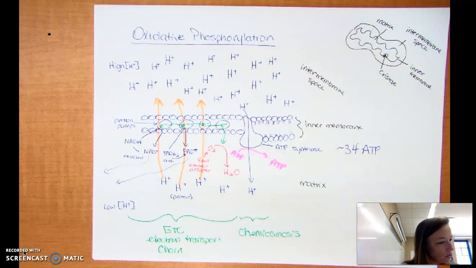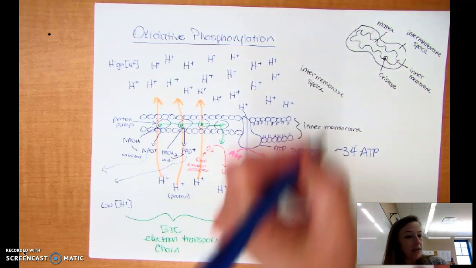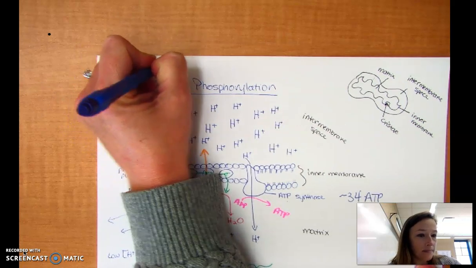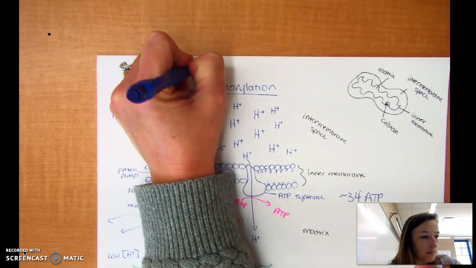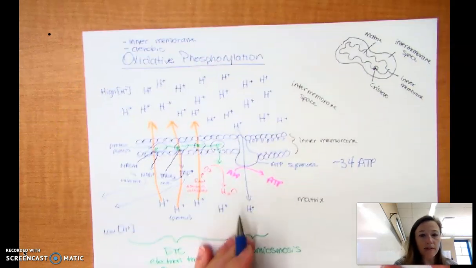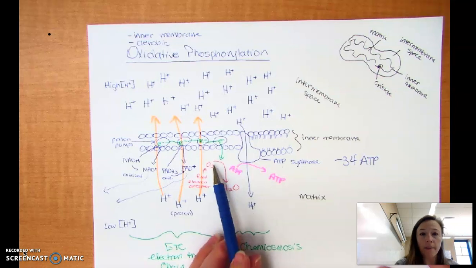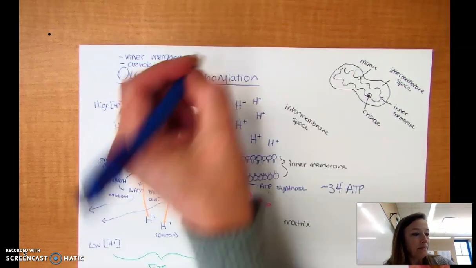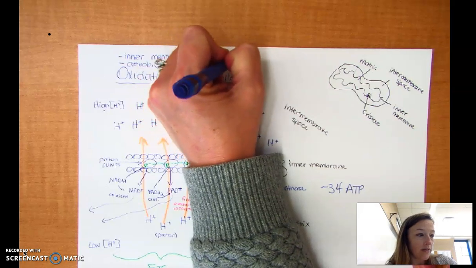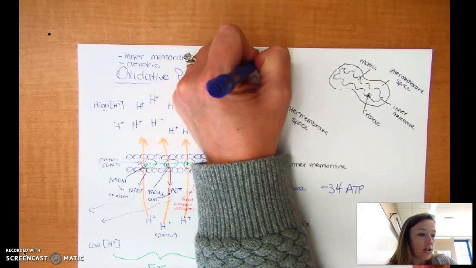A couple of things about this. It does occur along the inner membrane. It is aerobic because of these oxygens right here that come in. They're atmospheric oxygens. And it does not do substrate level phosphorylation. It does oxidative phosphorylation.